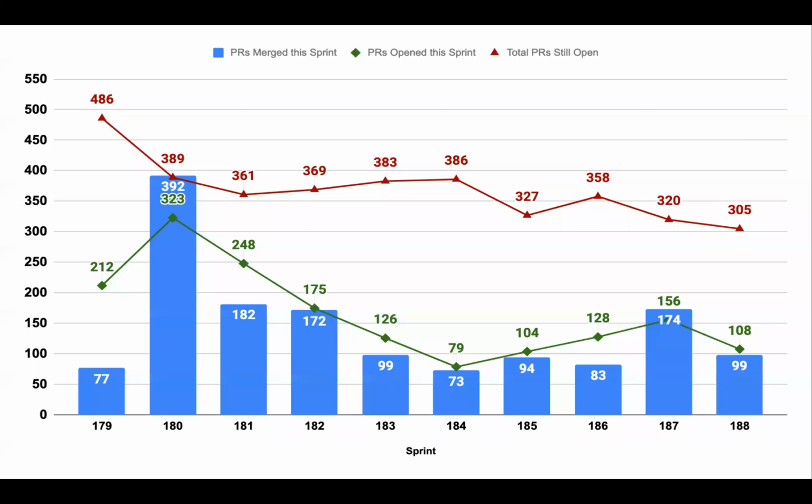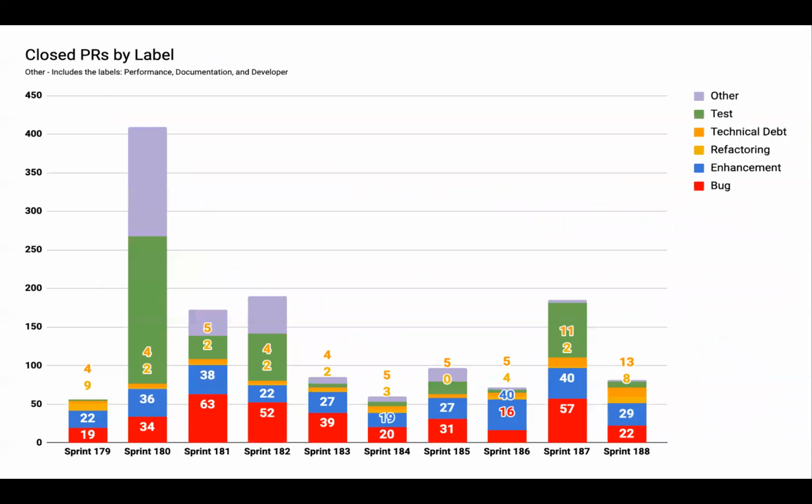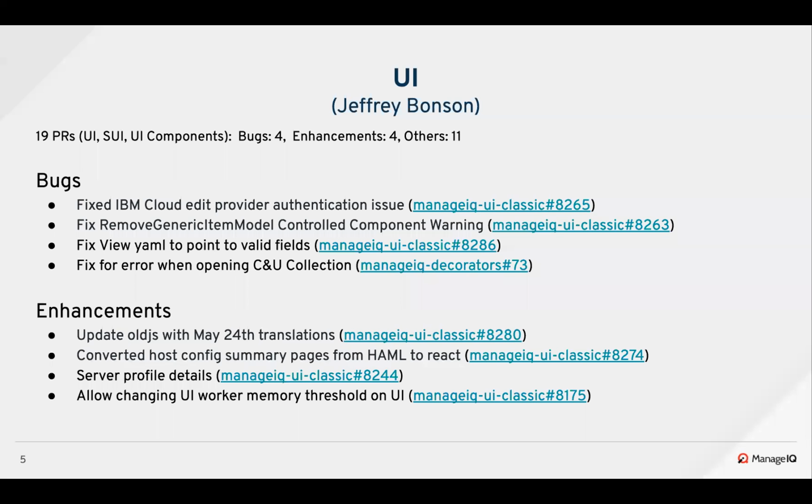As you can see in this sprint, 99 PRs were merged with 108 opened. It was a pretty typical sprint. We had 22 bug fixes, 29 enhancements, and a sprinkling of the rest. And over to Jeffrey.